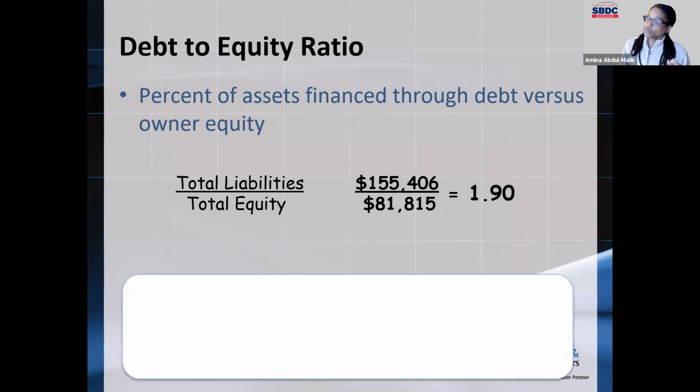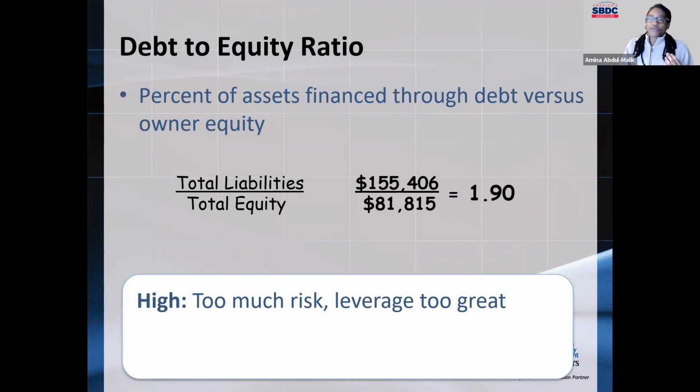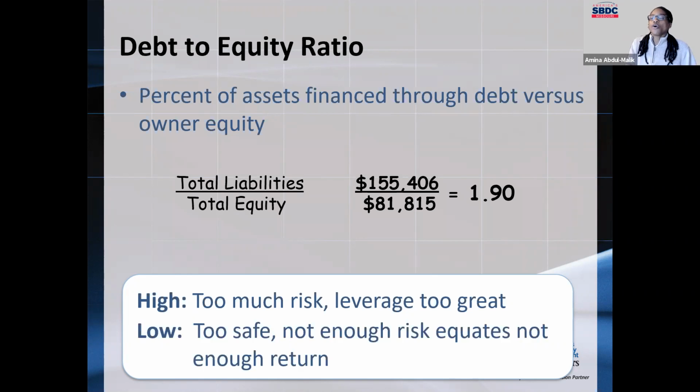Now, we don't really know what 1.9 means yet. One thing I'm going to provide to you all after class for your own ratio creation is a document that shows what good percentages or what good numbers for ratios are, and what too high is and what too low is. But overall, when you're looking at the debt to equity ratio, if it is too high, that means that the business has too much risk. The leverage is too big in its liabilities.